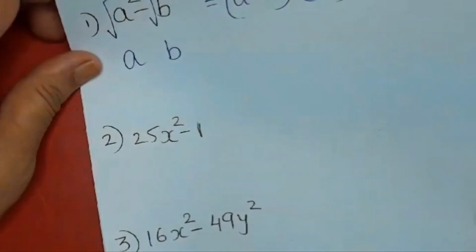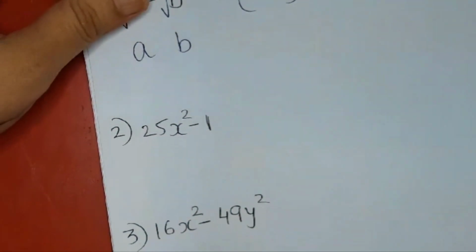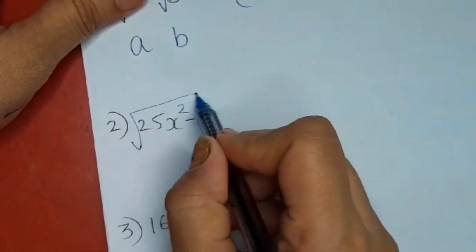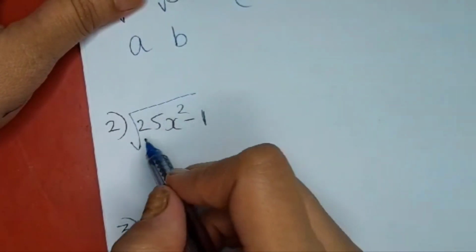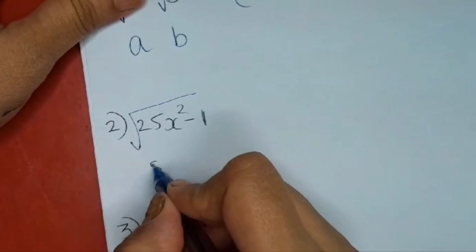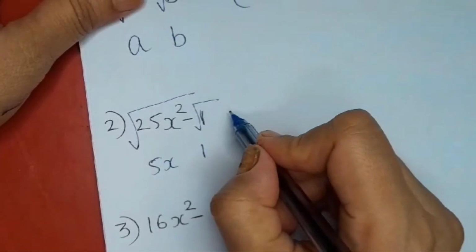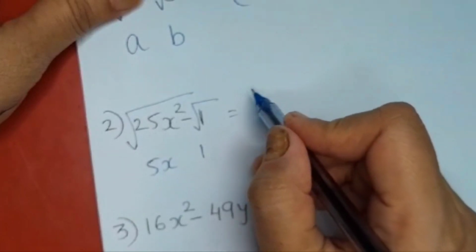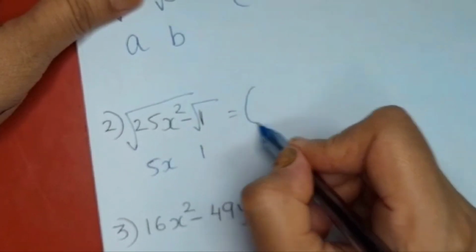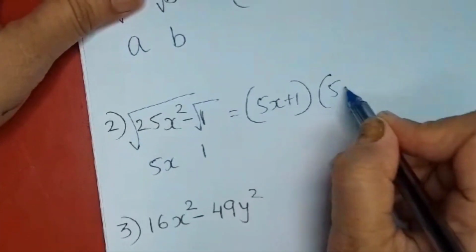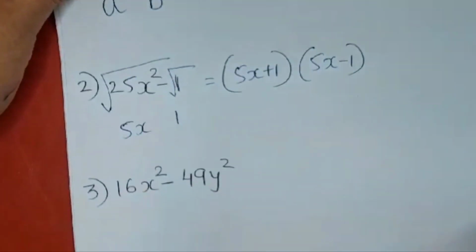Now the second example also, we have to take the square root of first and the second term. So here square root of 25x square is 5x and square root of 1 is 1, and then we have to write it in the form of sum and difference. So 5x plus 1 and 5x minus 1.